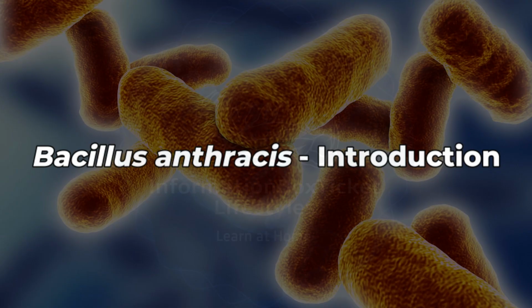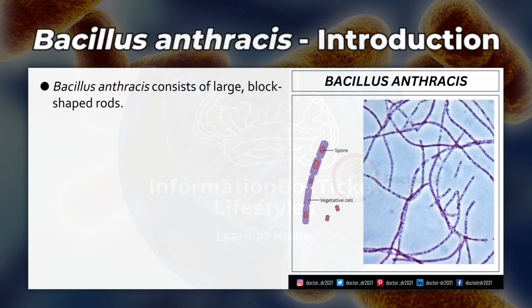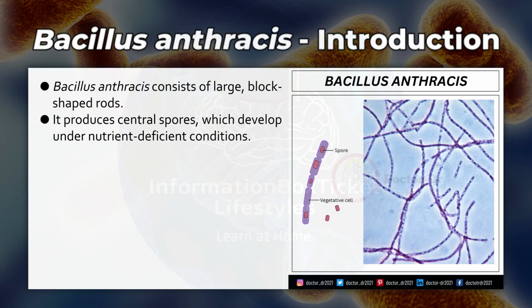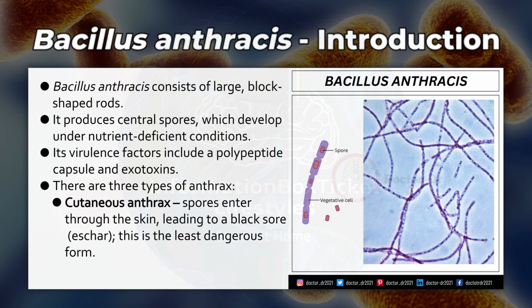Bacillus anthracis. Introduction. Bacillus anthracis consists of large, block-shaped rods. It produces central spores, which develop under nutrient-deficient conditions. Its virulence factors include a polypeptide capsule and exotoxins. There are three types of anthrax. Cutaneous anthrax. Spores enter through the skin, leading to a black sore, eschar. This is the least dangerous form.